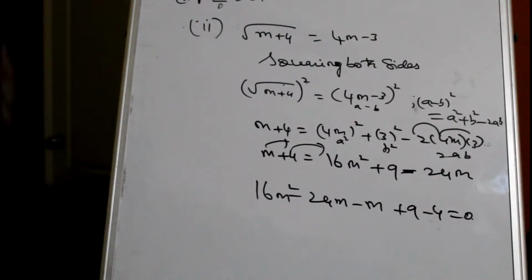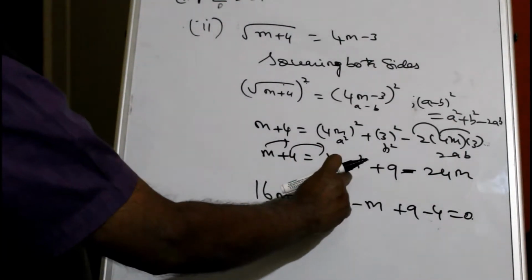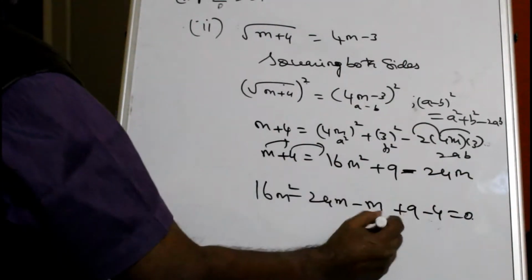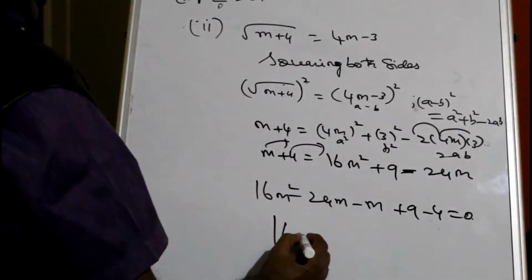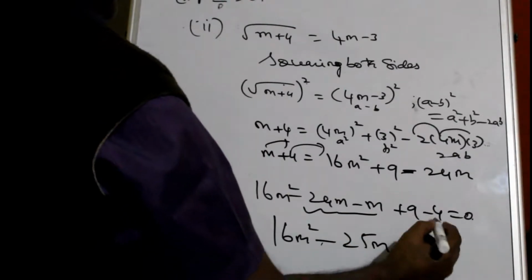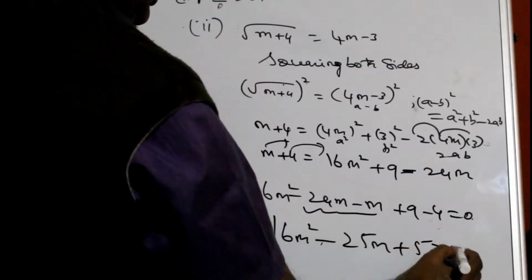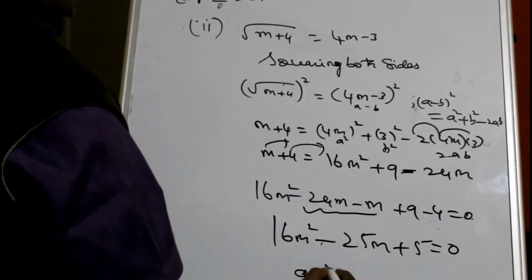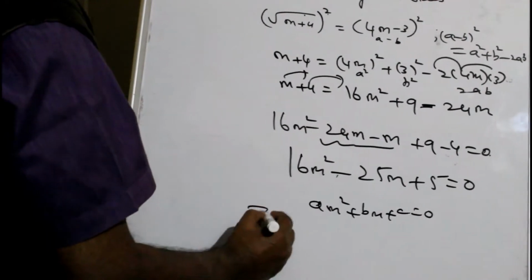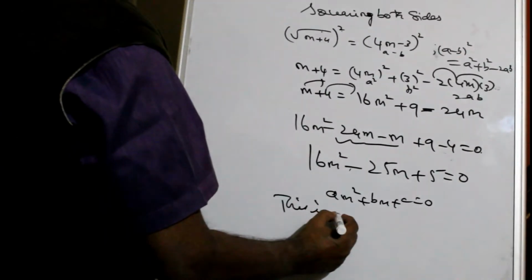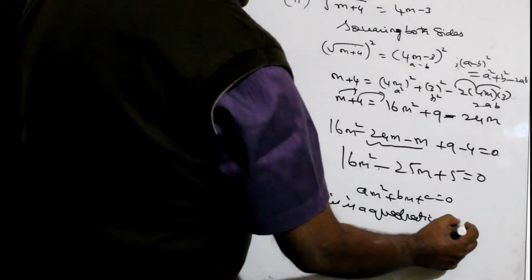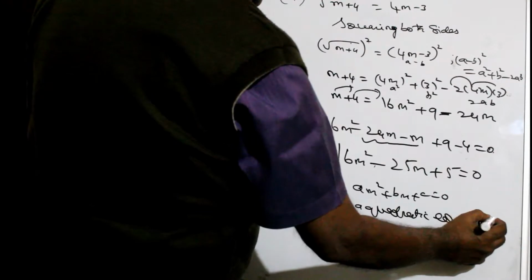Again I repeat, this m square term, don't disturb. You write this plus 9 and minus 24. These two you take to that side, it will become minus m and minus 4. Now look at 16m square. When you add these, it will become minus 25m. 9 minus 4 is plus 5 equal to 0. This is of the form am square plus bm plus c. This is a quadratic equation in variable m.